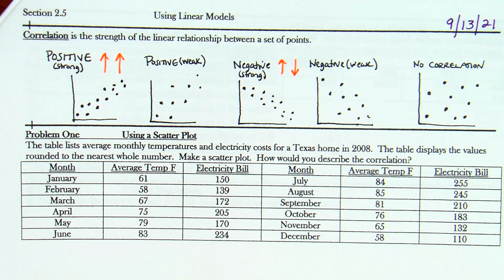Just like with the positive, you can have a strong negative correlation where the dots are pulled tightly in. You can have a weaker correlation where the dots are not pulled quite as closely in.